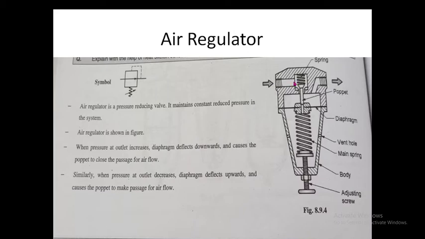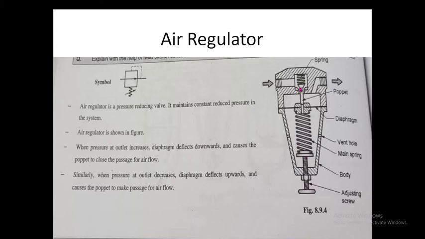Then this air moves to the downward area through this port, which is left open by this poppet. Then it moves in the downward direction, again moves through this way and out of this exit port here. This poppet is used to open and close this port, and it is further connected with the spring, the main spring and the body here.